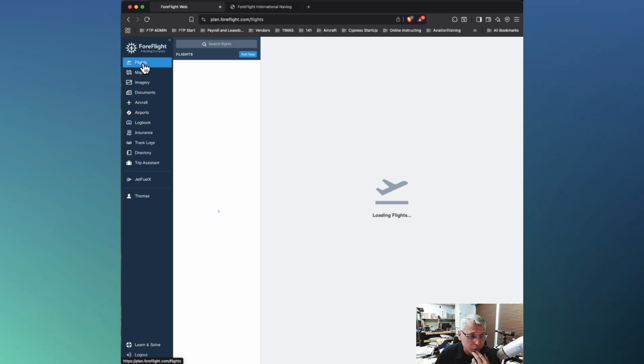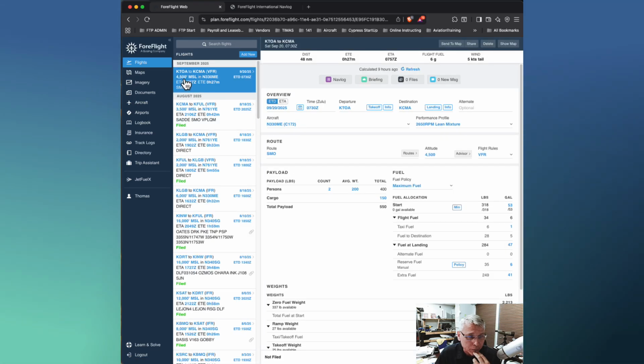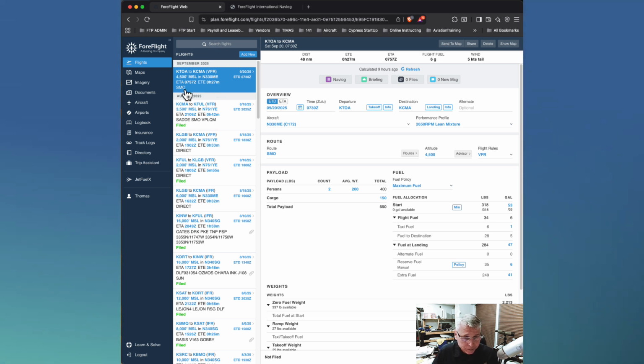We're going to start over here at Flights. I've already planned out a flight from Torrance to Camarillo. We're picking 4,500 feet. Estimated time of arrival is set up here. Estimated time en route, 27 minutes. And our course is going to take us through Santa Monica.